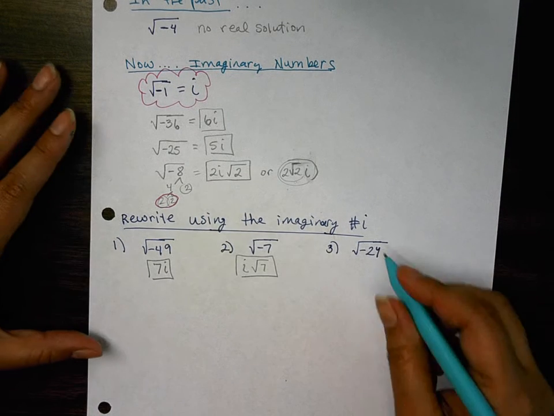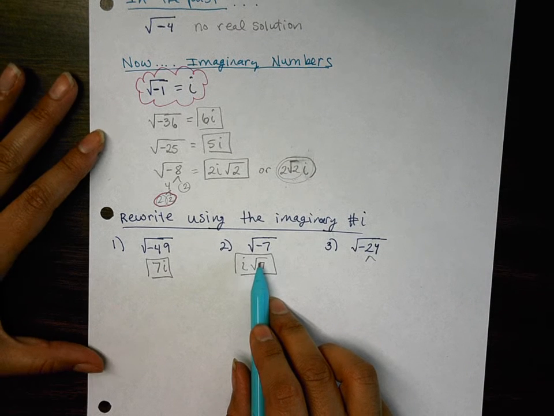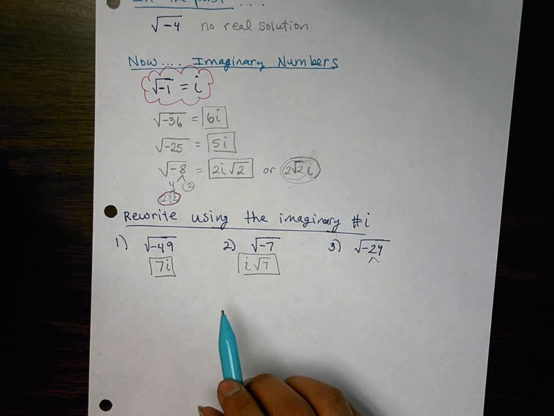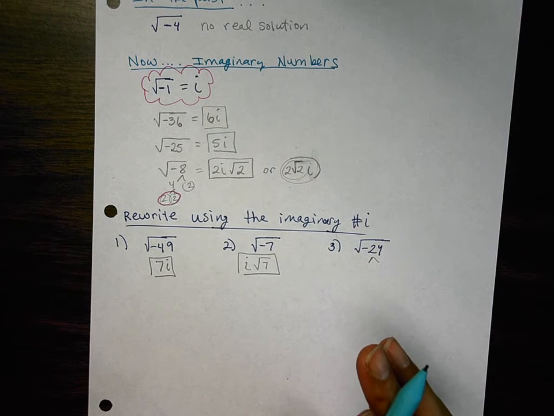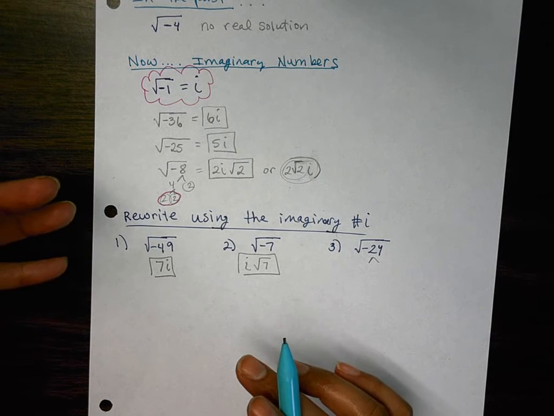Is 24 a perfect square? No, for sure an i is coming out, but what can we do with 24 that did not work with the 7? Break it down. Tell me your numbers. Please put your phones away. What numbers would you use? There's more than one choice.